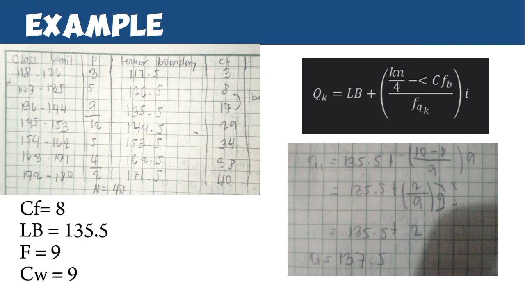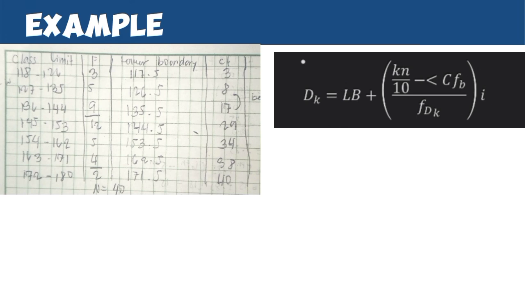Now copy the 135.5 plus 10 minus 8 is equals to 2. Copy the 9 and 9. So copy the 135.5 plus 2 times 9 is equals to 18. So 18 divided by 9 is equals to 2. So 135.5 plus 2 is equals to 137.5.